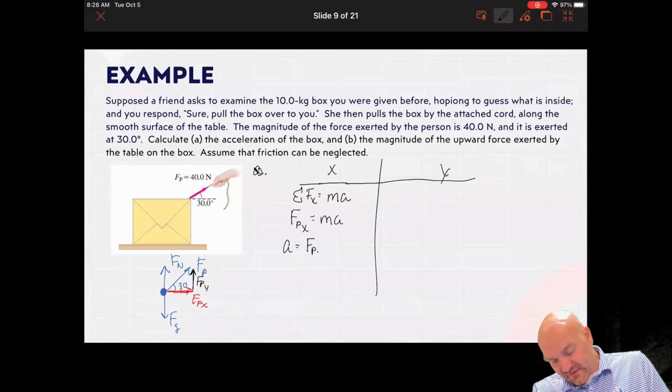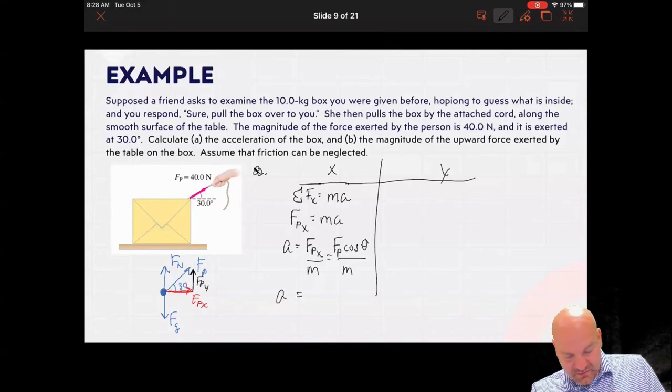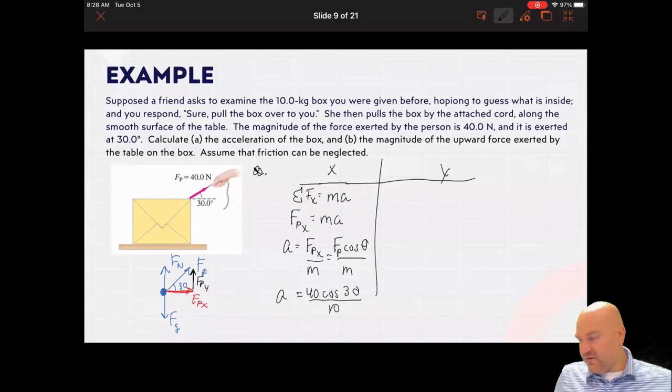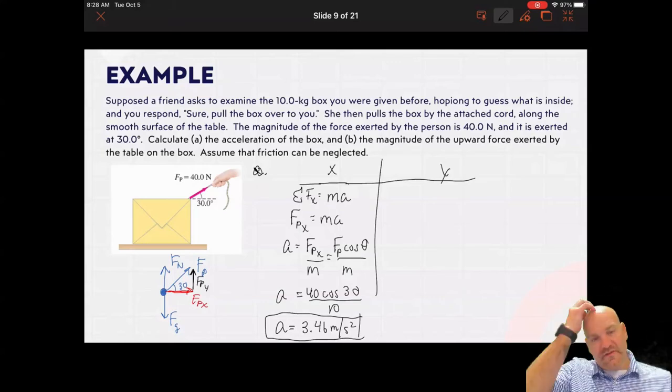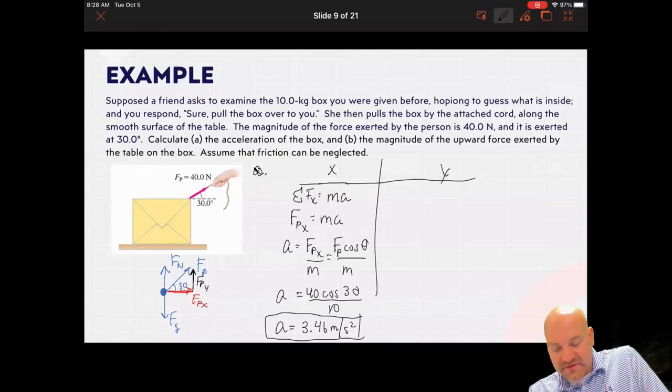And a is going to be FPX over mass, but FPX is FP cosine theta. And so we're going to say a equals the pulling force, which was 40, cosine 30, over the mass of the box, which is 10. So you can do a little bit of canceling if you would like, but we find the acceleration is going to be 3.46 meters per second squared. One thing to note is that the vertical doesn't affect this, because the only force acting in the x direction is the x component of that pulling force.